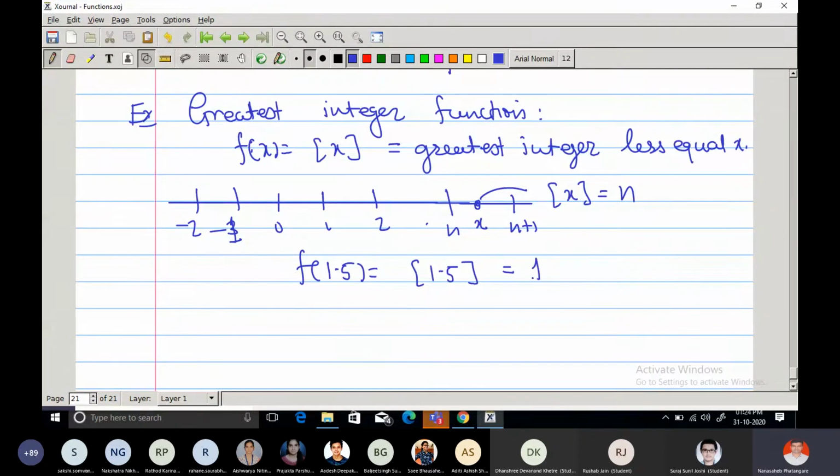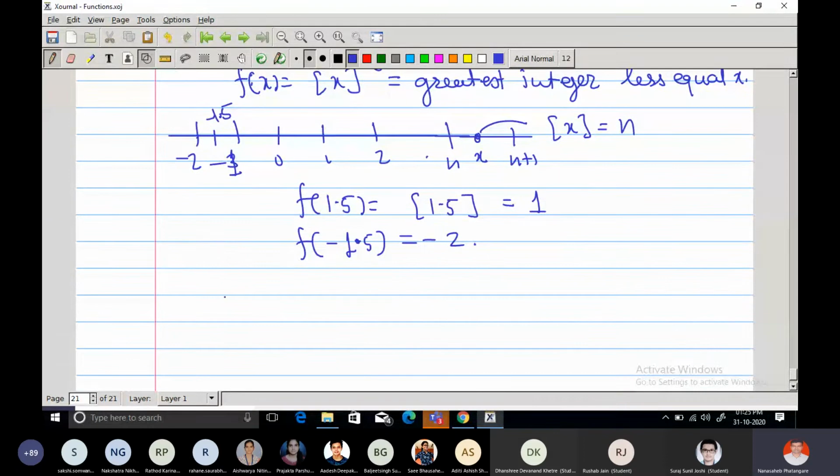So look at the smaller integers than x and which is the greatest. So, what is f of minus 1.5? Look at all the integers less than minus 1.5, which is the greatest? Minus 2.